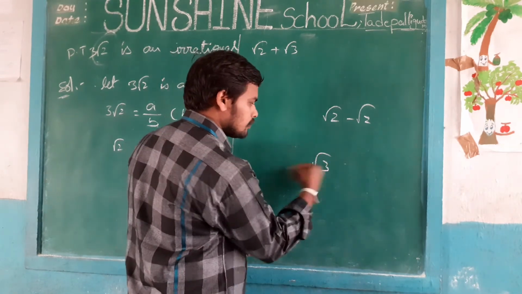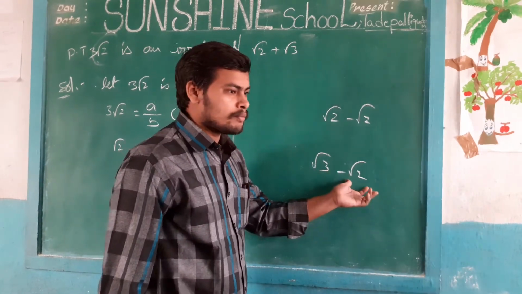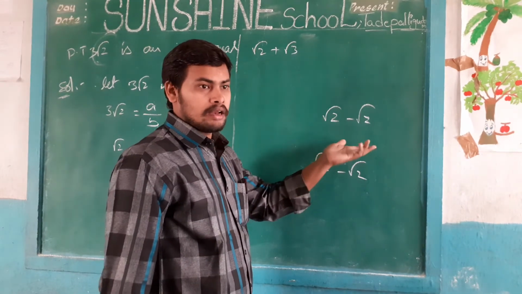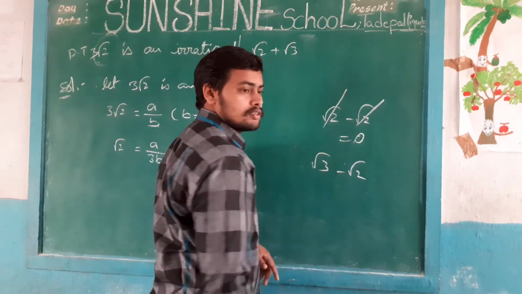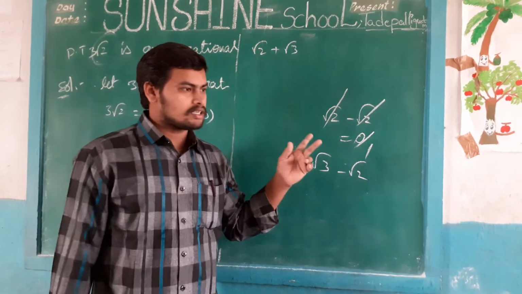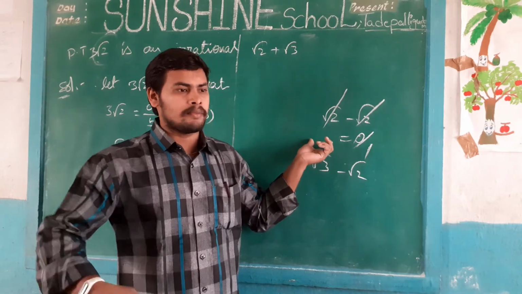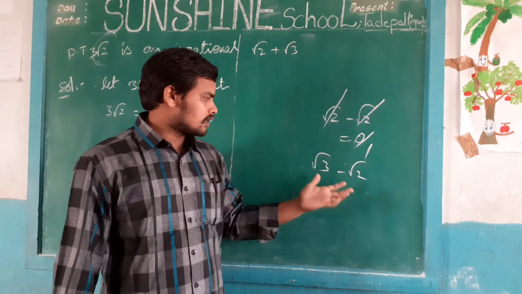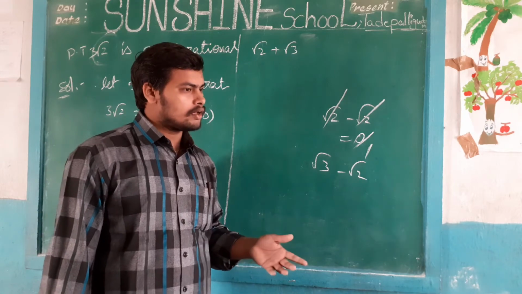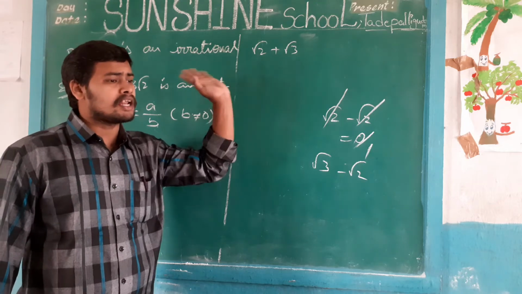Suppose root 3 is irrational, root 2 is irrational. So irrational minus irrational is irrational in some cases. But in this case, the answer is 0. 0 by 1 is a rational number. Only in some cases: addition of two irrational numbers may be an irrational number or a rational number. In a similar way, subtraction of two irrational numbers may be an irrational number or a rational number. Suppose we consider two irrational numbers, root 2 plus root 3. Prove that this is irrational.